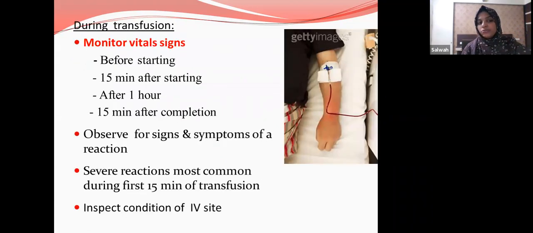Now, during transfusion, we have to monitor the vital signs: before starting transfusion, 15 minutes after starting, after 1 hour, and 15 minutes after completion of transfusion. And observe for any signs and symptoms of a reaction. Usually, severe reactions are most common during the first 15 minutes of the transfusion. You should also inspect the condition of the IV site, any extravasation or anything like that.